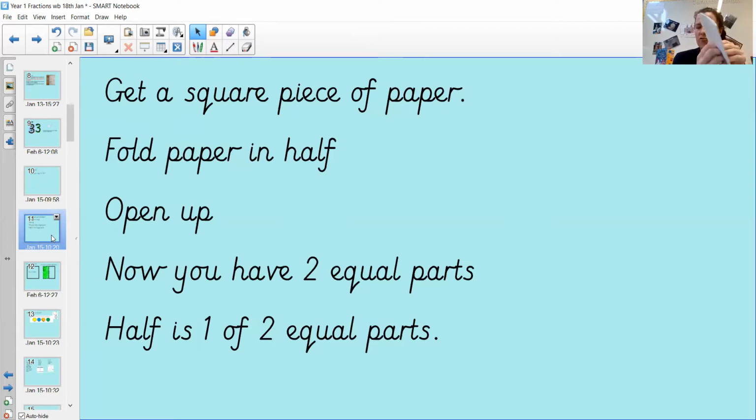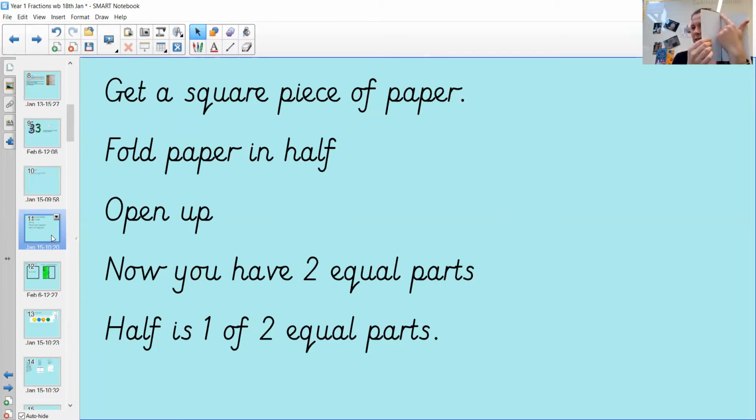So you need to try and fold your square as closely as you can around the edges, so that it makes 2 equal parts when you open it up. Now, when you open up, you can see from my square that I have got 2 equal parts. And I know that they're equal. Do you remember we talked about this? They're equal because they are the same. This part is the same as this part.